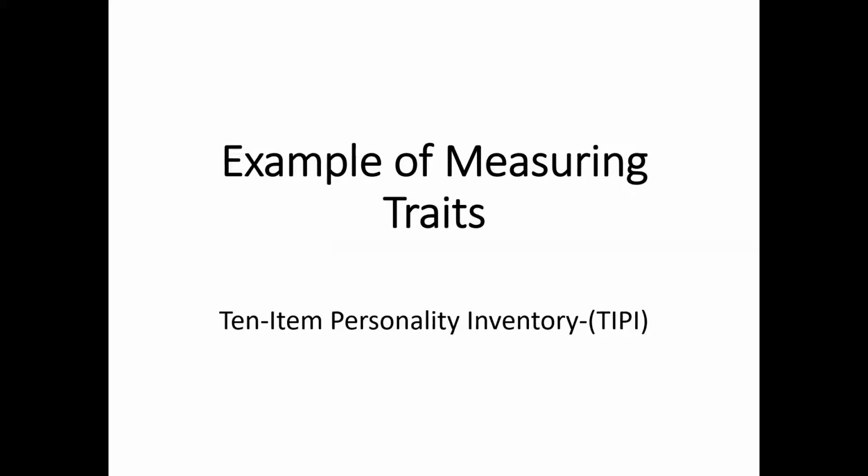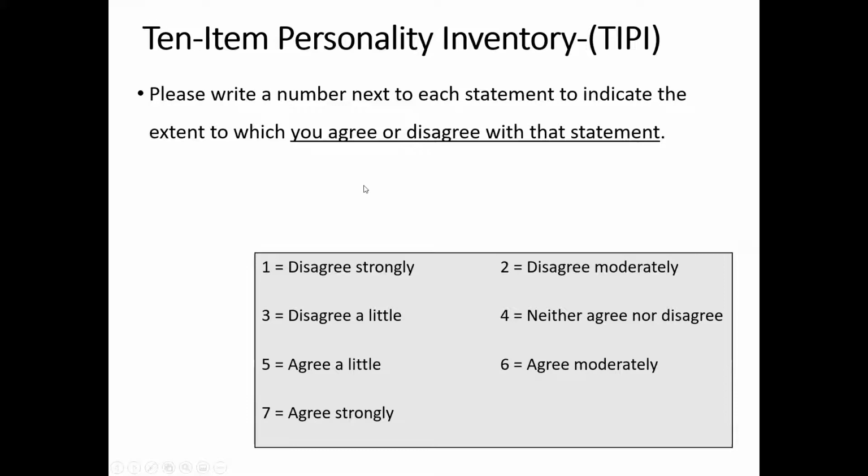So how would we measure these? One example is the 10-item personality inventory. You can fill this out as you're following along. You're going to indicate 1 is strongly disagree, 2 is disagree moderately, 3 disagree a little, 4 neither agree nor disagree, 5 agree a little, 6 agree moderately, 7 agree strongly. So we're using this numeric scale to identify where along the spectrum you fall based on these questions.